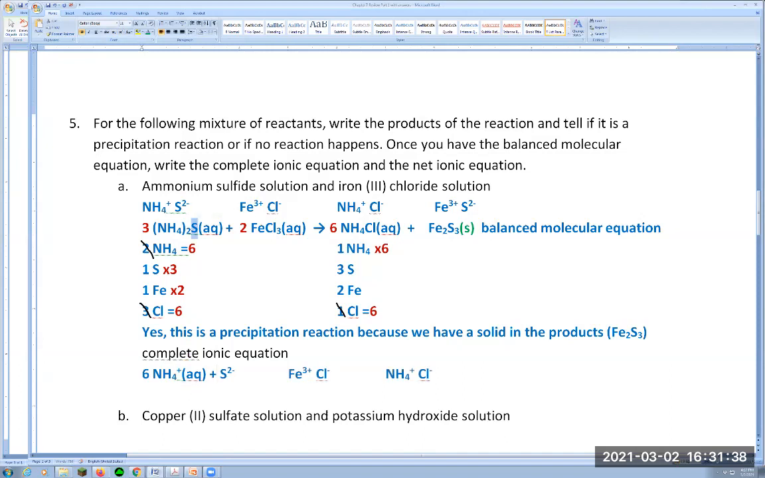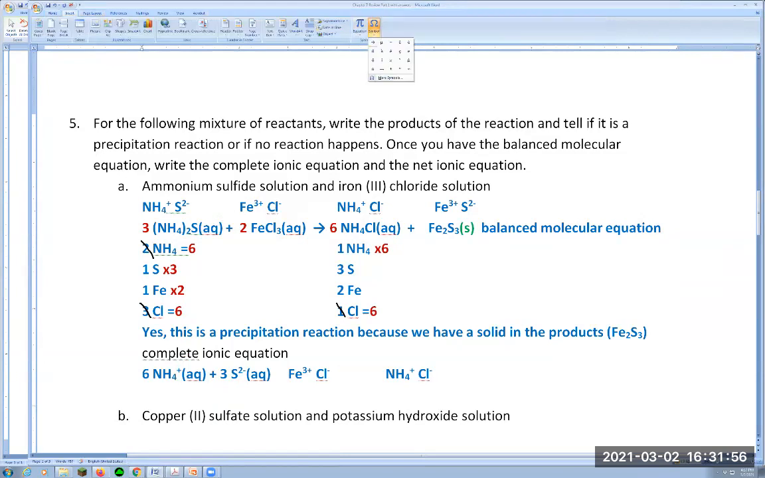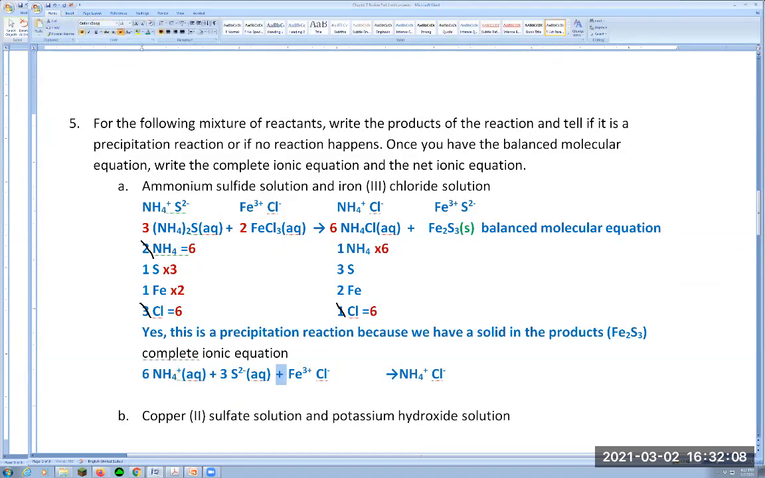How many S do we have? We have 3 S 2-, again, that's aqueous. Then we need the arrow. Oh, no, not yet. Sorry, the arrow comes after the other reactant, and that's here. So then we have FeCl3. So how many Fe? 2 Fe, and again, it's going to be aqueous.